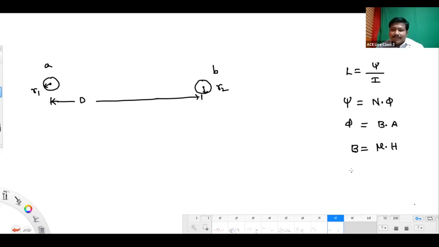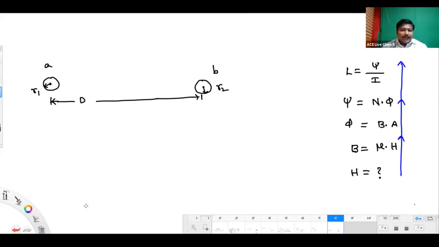What is H here? How to find out that H? That H we are going to find with the help of Ampere's circuital law. After getting that H equation, we will substitute in B, then phi, then psi, and finally we get the inductance L. This is the reverse of what we have discussed till now, and this is the way of calculating the inductance formula. So that H we have to calculate by using Ampere's circuital law.